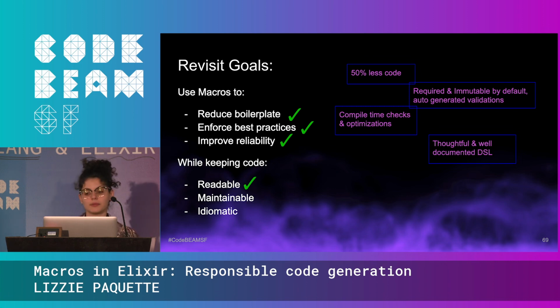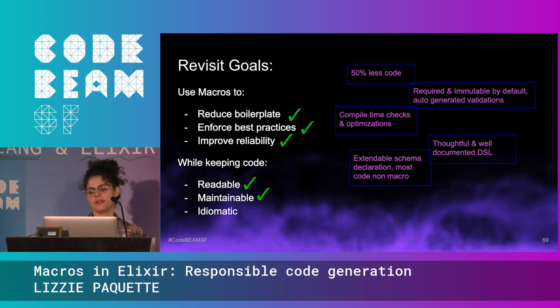Is our code readable? Well, I would say this is a thoughtful and well-documented DSL. Is it maintainable? We can add field attributes as we want to our schemas. And most of the code we wrote is outside of a macro, which means that regular Elixir developers can come and read it and not be afraid of it.